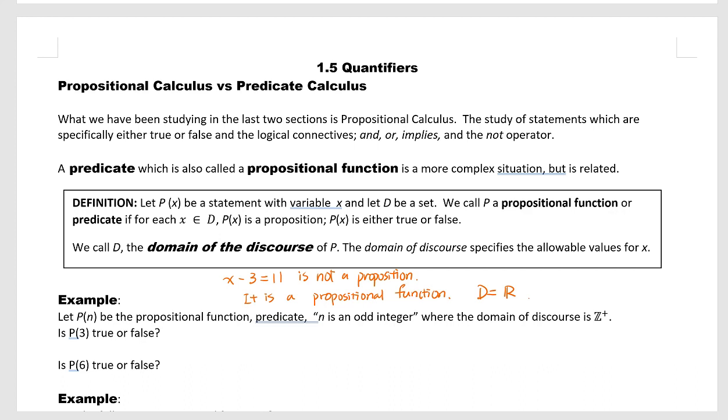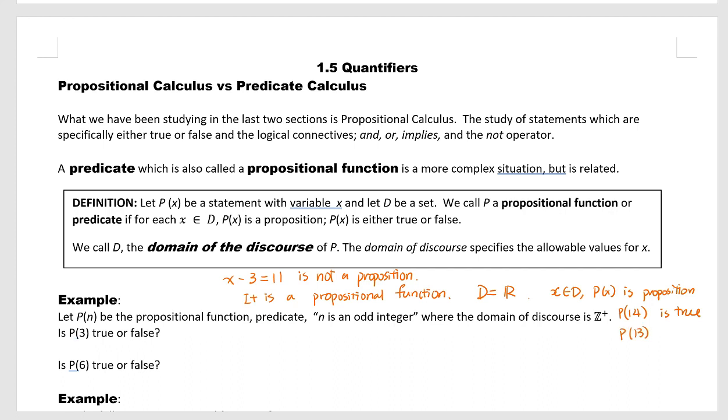Then for X in the domain D, P of X is a proposition. For example, we can pick 14. 14 is a real number. So P of 14, 14 minus 3 equals 11, is a proposition. And it is true, right? If it's a proposition, we can tell whether it's true or false.